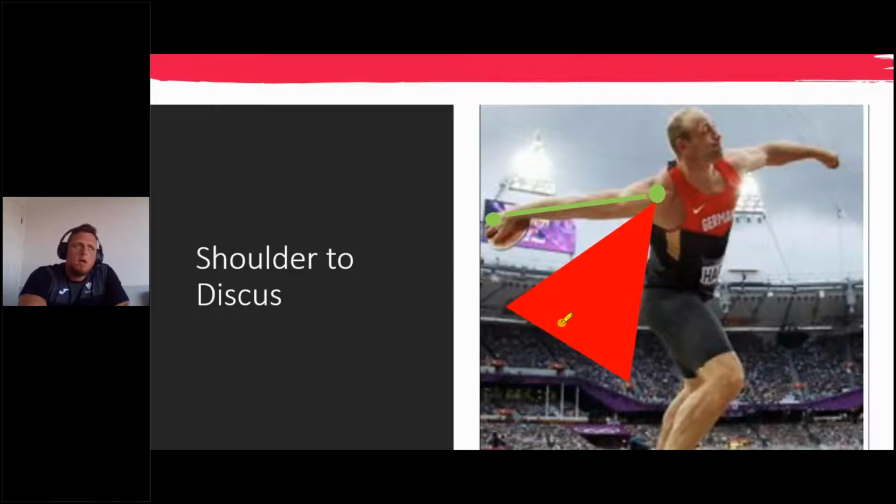This is why, and someone will explore in the later Q&A and Zoom sessions, shoulder mobility, shoulder health is so key in having that flexibility to really get the most out of the discus throw.